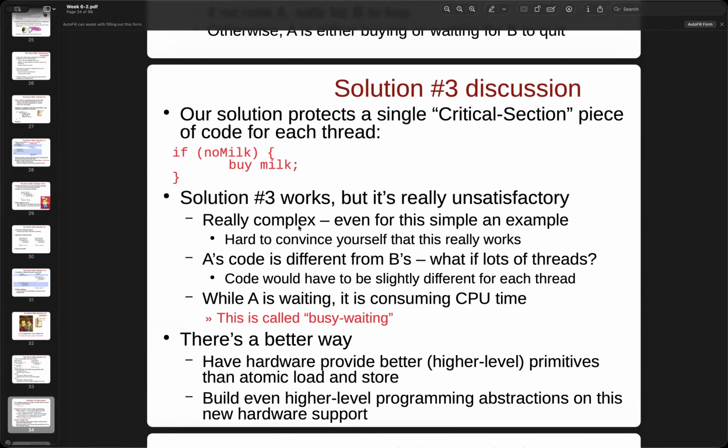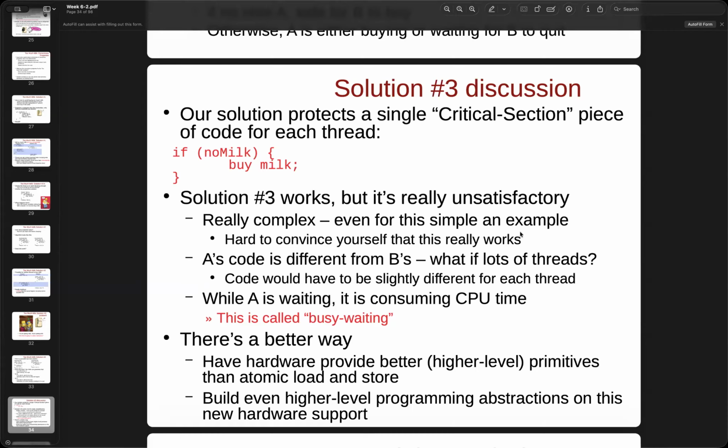It's really complex. Even this simple example, we're checking each other. We need to make sure this one is process A and this is process B. If you want to swap in the same identical source code, it's complex, right? We say it's simple in the example, but how can you really implement it? Also, A's code is different from B's. Then what if there are lots of threads? The code will be slightly different for each thread.